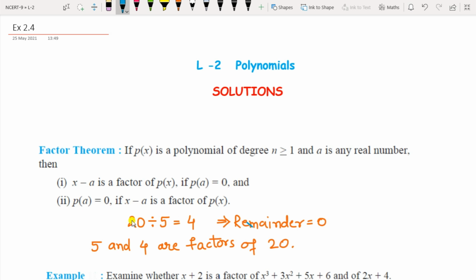So here we can see in normal mathematics that we have seen, if 20 is divided by 5, you get the answer as 4, and the remainder here is 0. So 5 and 4 are called the factors of 20. So whenever on division the remainder is 0, then those numbers are called the factors of the dividend.